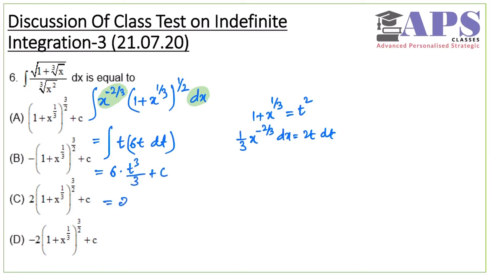So that's like 2 into t cube. T cube I can put, first of all, t is (1 plus x to the power 1 by 3) whole to the power half, and since there is a cube, so it should be 3 by 2, plus c. That's all. So I think it is option number C. Let's go to next question.